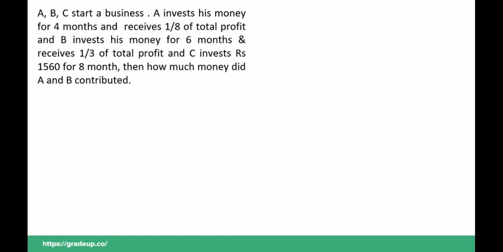The next question is: A, B, C start a business. A invests his money for 4 months and receives 1 by 8 of the total profit. B invests his money for 6 months and receives 1/3 of the total profit. C invests rupees 1560 for 8 months. Then how much money did A and B contribute? All right. So let's start the question.